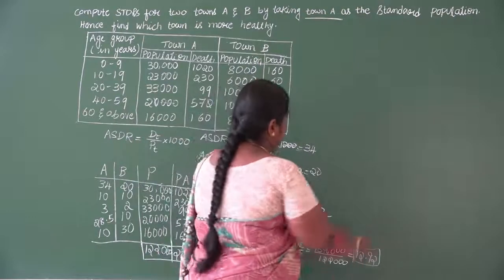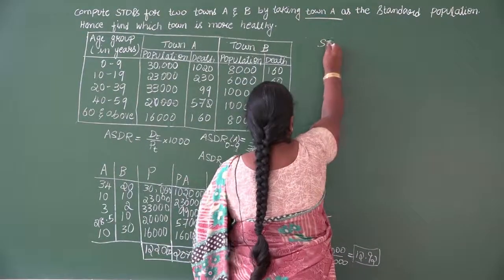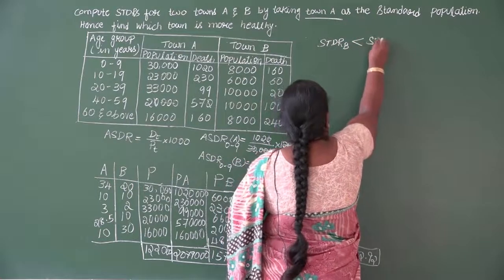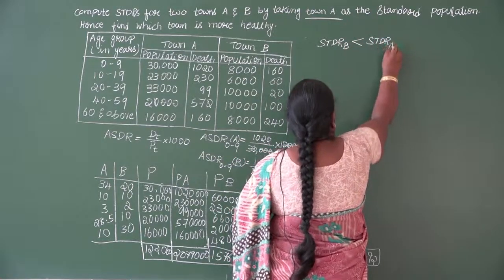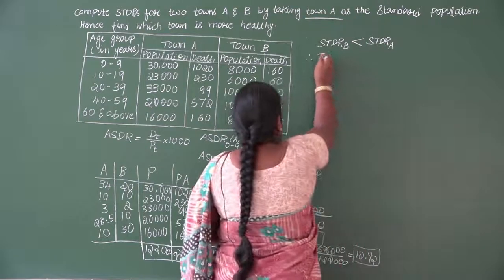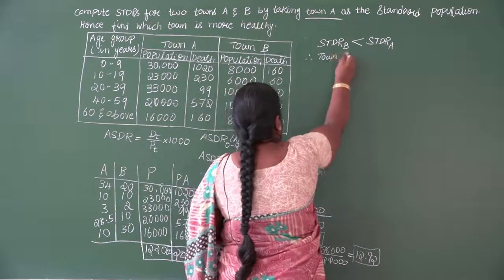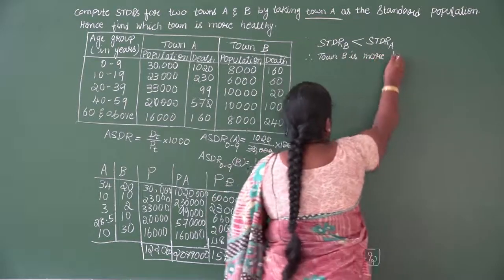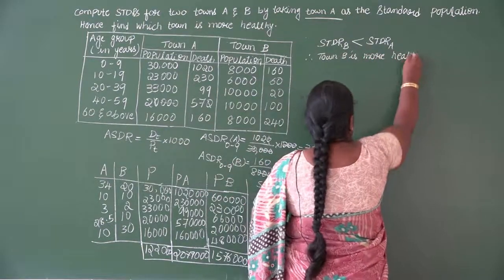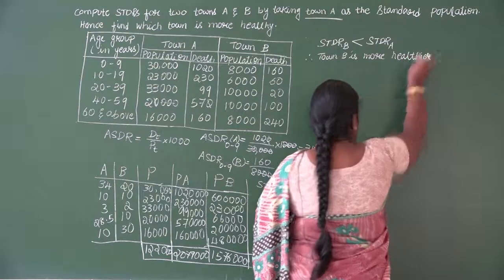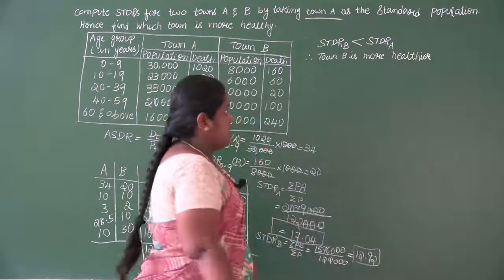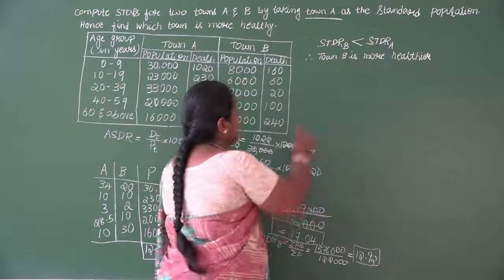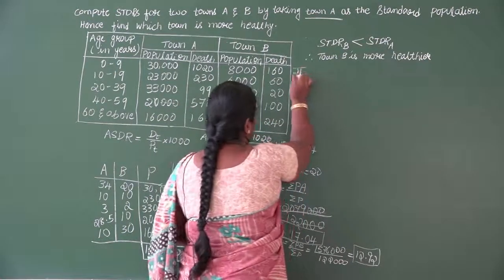Which is lesser? Town B is lesser. So STDR of B is less than STDR of A. Therefore, town B is healthier when compared to town A. Whichever population has the lesser standardized death rate, that particular population is healthier. So here town B is healthier. So this is regarding the first method.